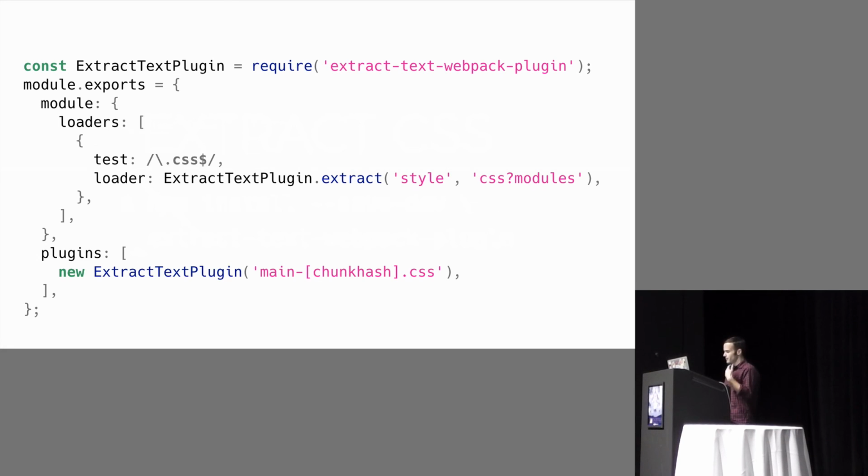And then inside of our config, we'll modify it. We'll require the plugin. And down in our loader, and remember this is for the production environment, we want to call ExtractTextPlugin.extract. And we'll provide the modules, style loader and CSS loader, as separate arguments. And then down in the plugins, we'll instantiate it. We'll give it a file name, main, and we'll use the chunk hash again, .css.